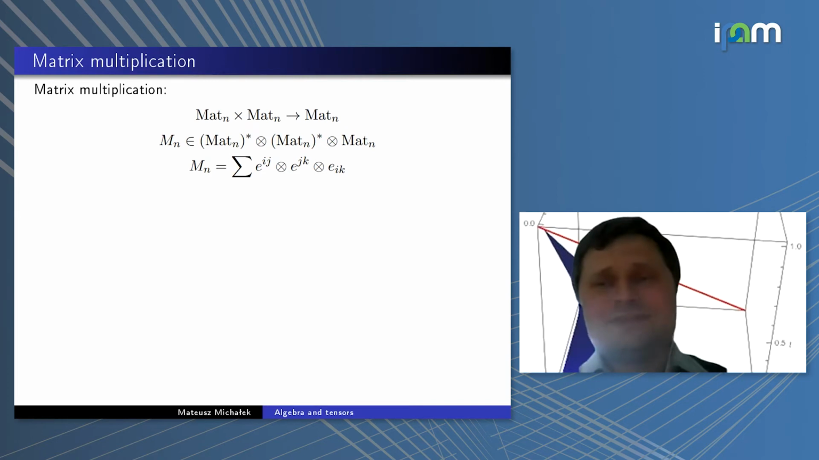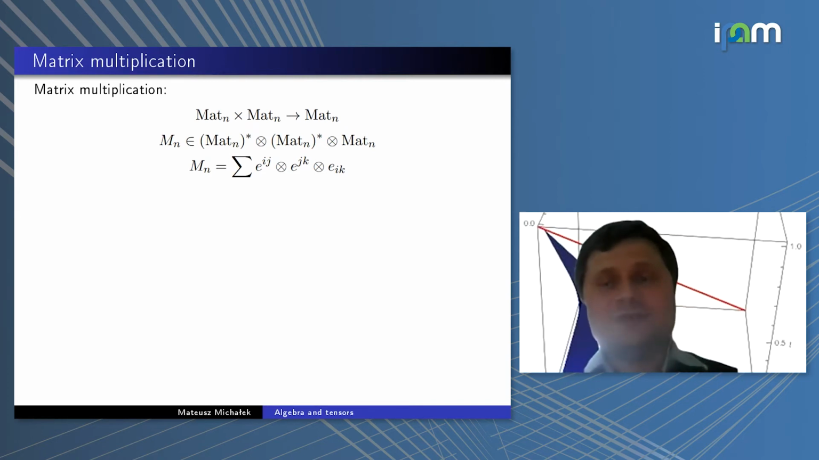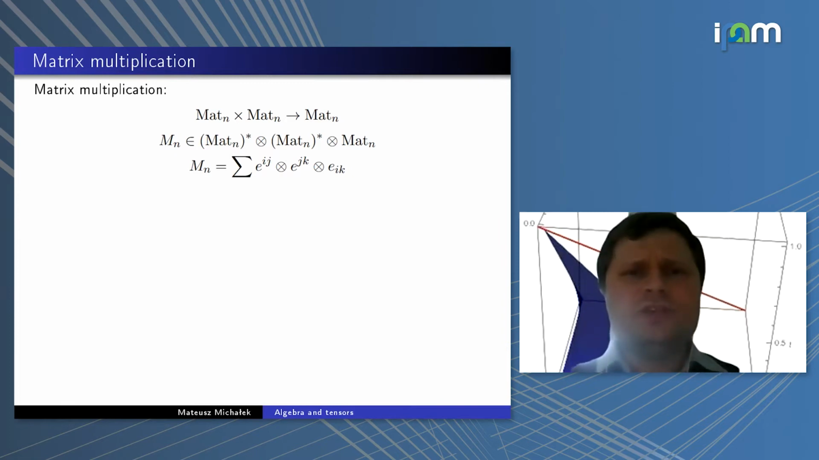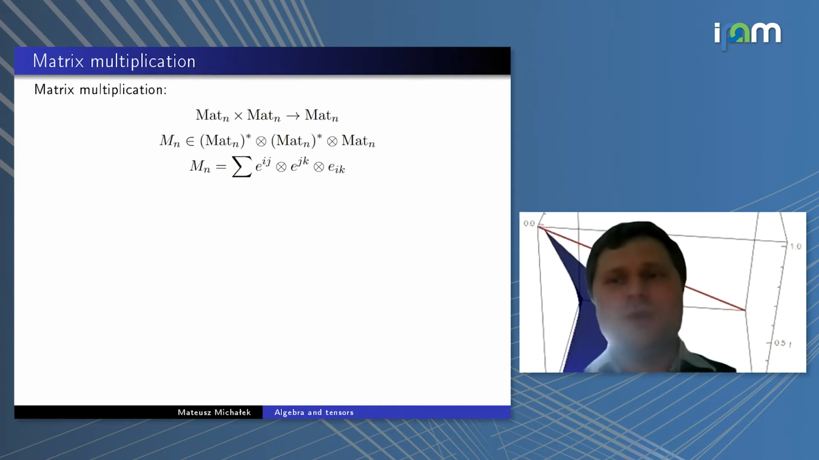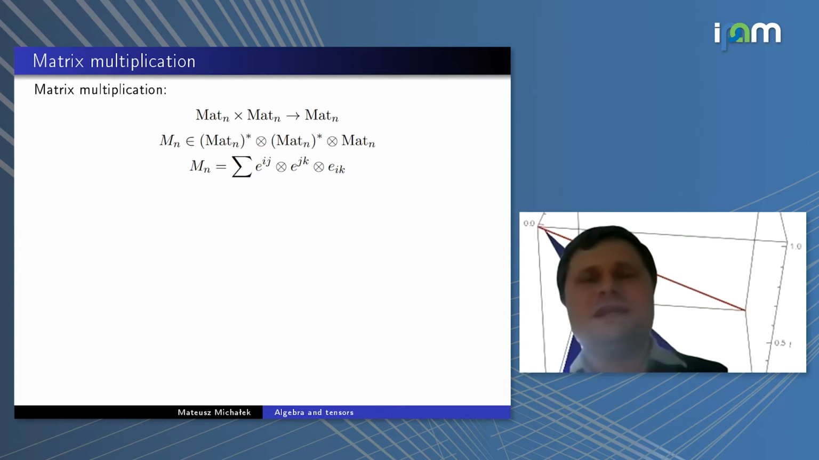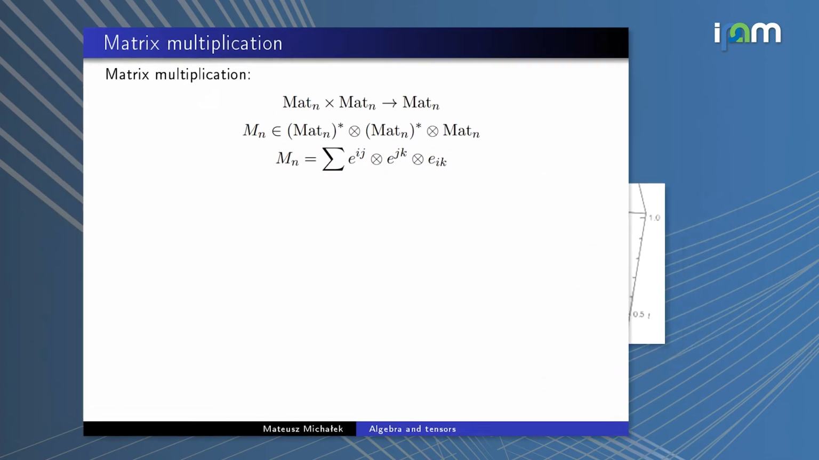And what I would like to stress here is that this presentation, if you are a computer scientist, you can also read it as an algorithm, an algorithm for multiplying two n by n matrices. Namely, this algorithm tells you that you need to sum over all of the ways where you take the ij-th entry of the first matrix, multiply it by the jk-th entry of the second matrix, and put it in the ik-th entry of the result matrix.